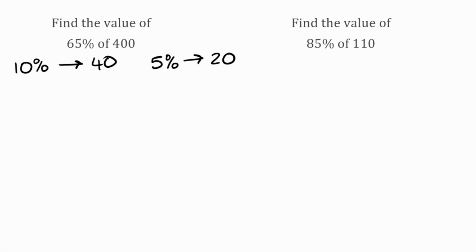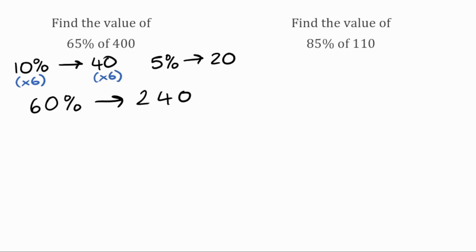So we've got our two useful percentages now. We're going to partition our 65 into 60, add 5. So we need to find 60%. To do that, we start with our 10, and we're going to multiply that by 6. Because we've multiplied our 10 by 6, we're also going to multiply the 40 by 6. So 40 multiplied by 6 would give us 240.